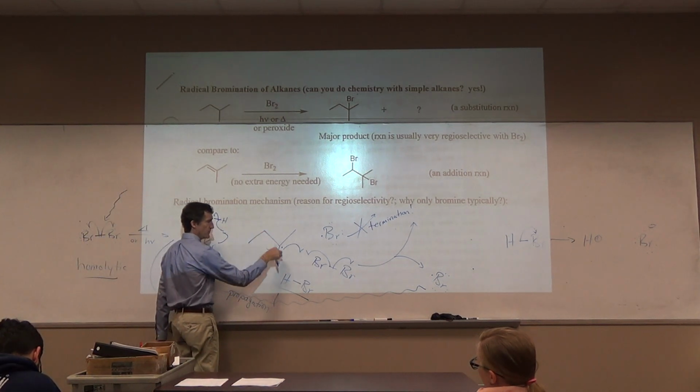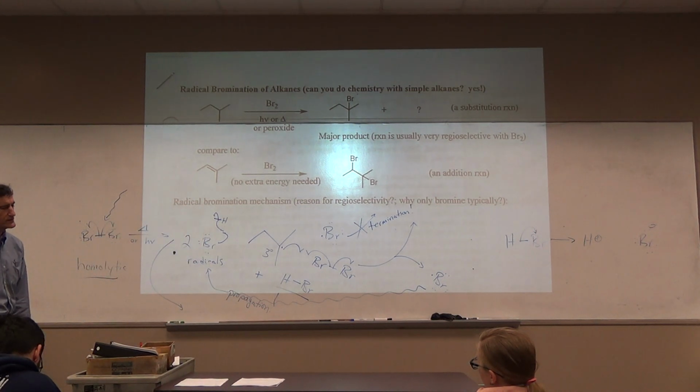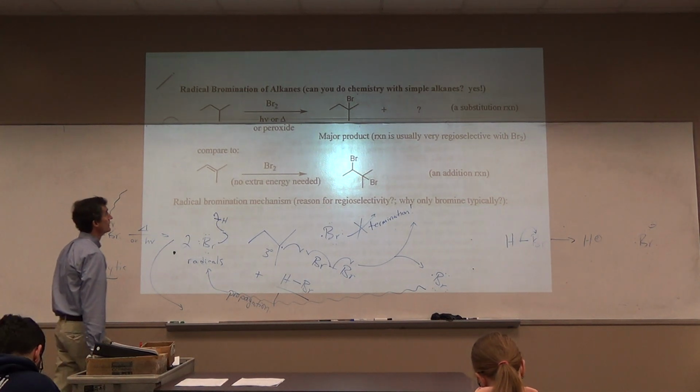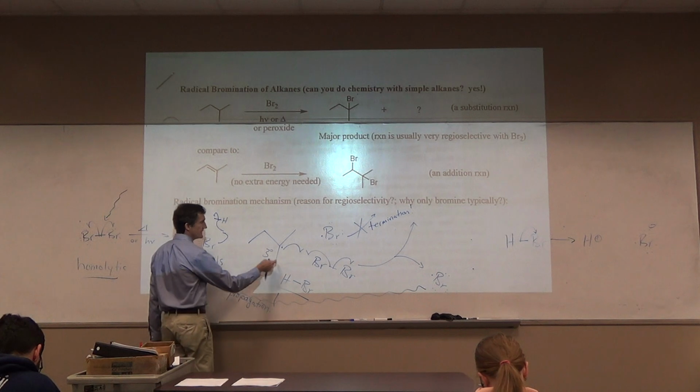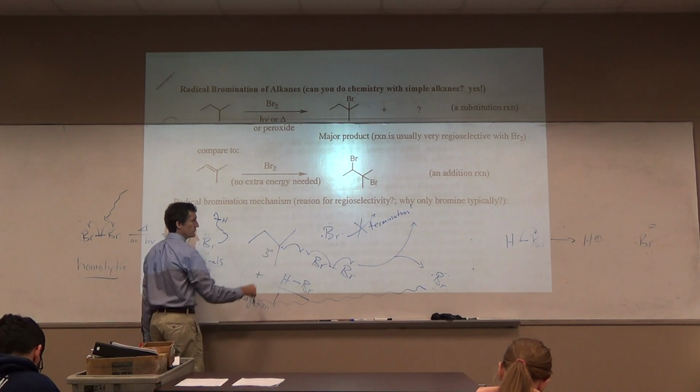Where's the best place to make the carbocation? Tertiary, because of inductive donation. Same for radical. It's the best place to make a radical. And so the transition state leading to this radical is going to be lower than the transition state leading to some other radical. And so this is the one you get.